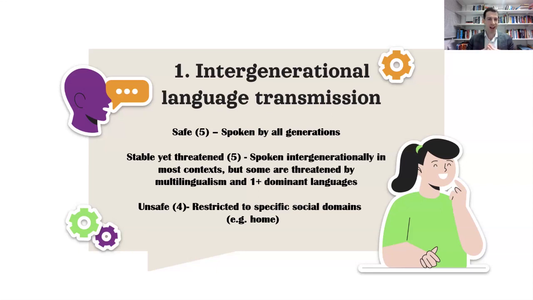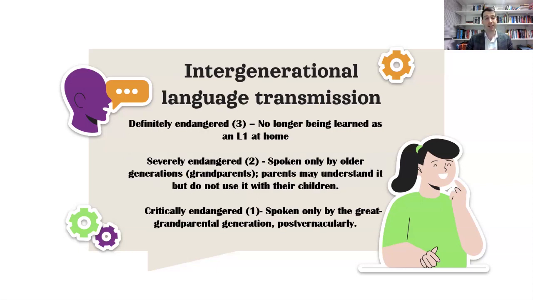And then we have unsafe, which means that the intergenerational transmission of that language is limited to specific social domains, such as the home. Definitely endangered, which means that it is no longer spoken as the first language at home. Severely endangered, which means that only the older generations speak it, as old as grandparents. Parents may have a passive understanding of it, but they typically don't use it, meaning they are not active in the usage of that language with their children.